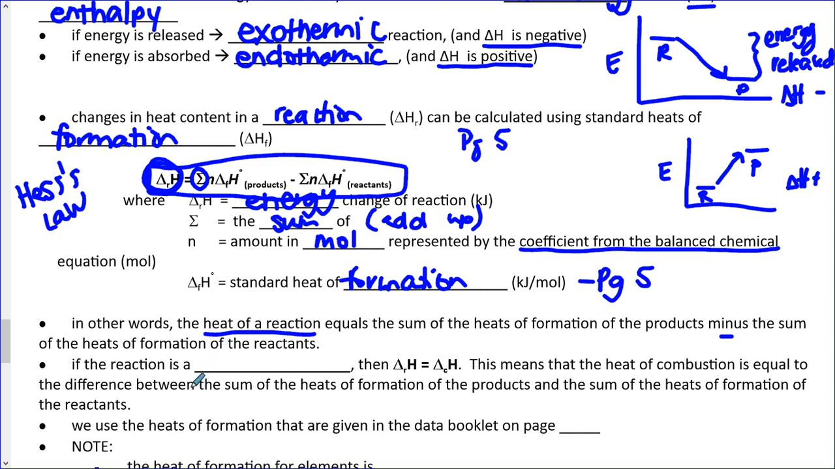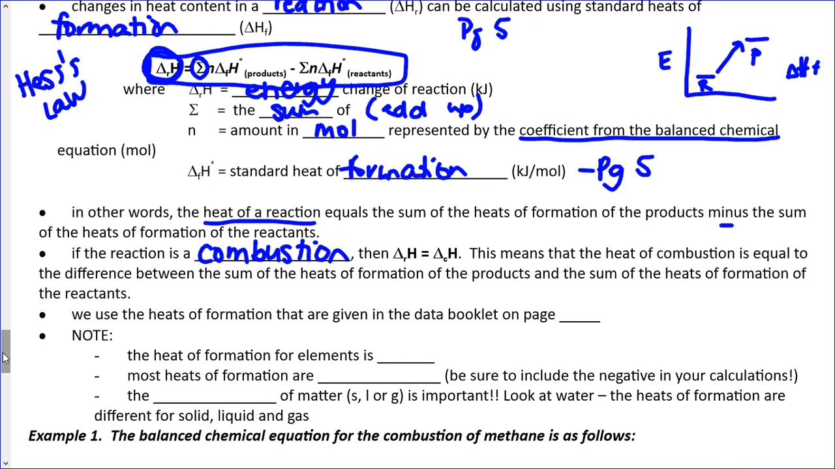So if the reaction is a combustion, then the heat of reaction will be equal to the heat of combustion. That's not super important right now. So we use the heats of formation that are given in the data booklet on page 5. If you look at that big chart, the standard heats of formation, you don't see anywhere like oxygen's heat of formation. That's because the heat of formation for elements is actually 0.